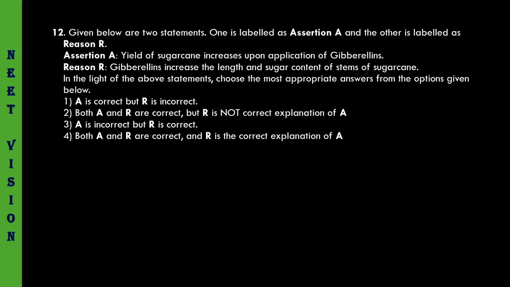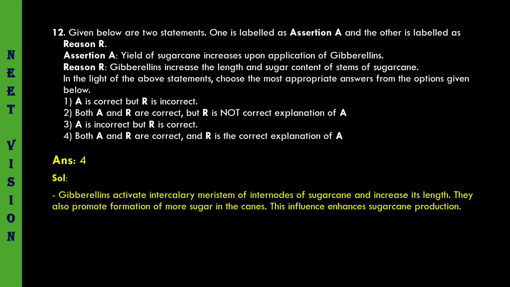Assertion is correct, reason is also correct. Due to increase in the length of the canes and increase in sugar content, the yield of the sugarcane increases. Reason clearly explains the assertion. Here option 4 must be given. Gibberellins activate intercalary meristem of internodes of sugarcane and increase its length. They also promote formation of more sugar in the canes. This influence enhances sugarcane production.